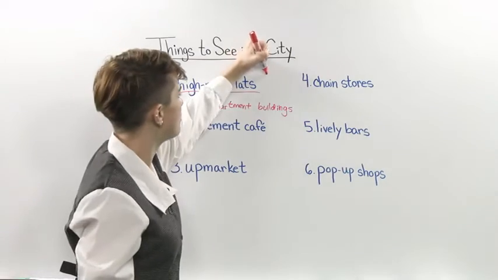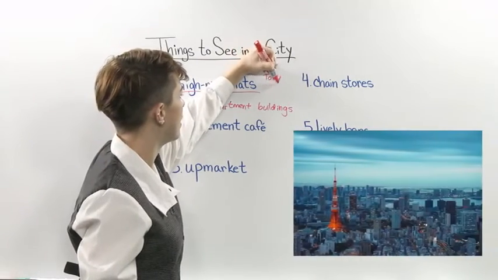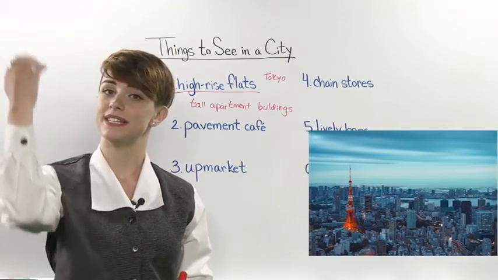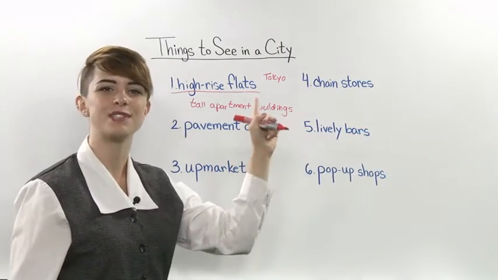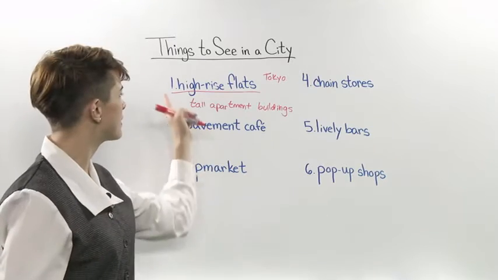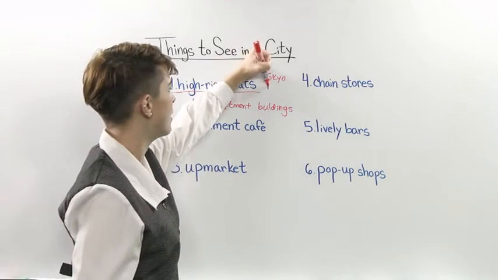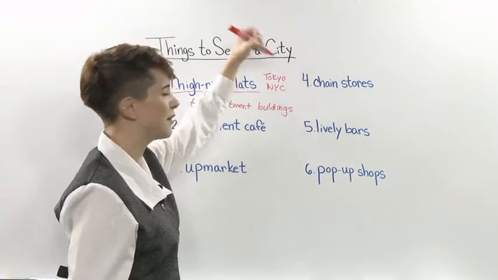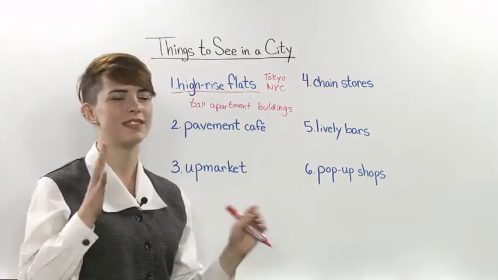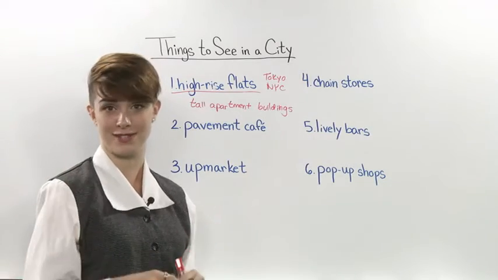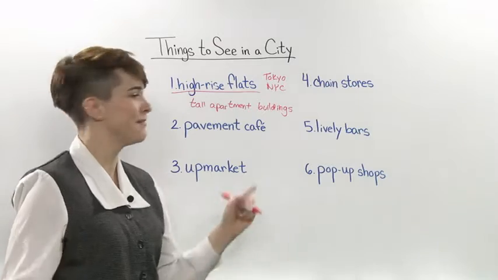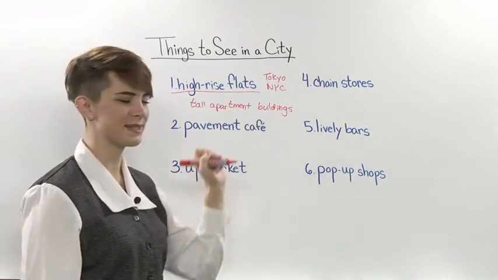You might describe Tokyo as having a lot of high-rise flats. I live on the 27th floor of a high-rise flat in Tokyo. Another place very famous for its high-rise flats is, of course, New York City. You can say, let's go to that coffee shop between the two high-rise flats on 6th Street. So, high-rise flats. Easily said, tall apartment buildings.